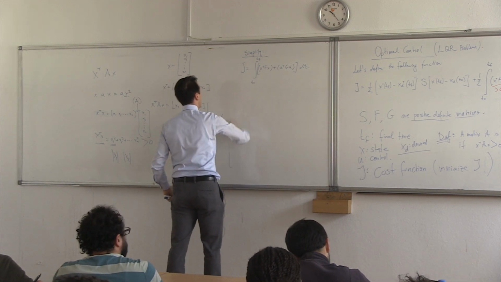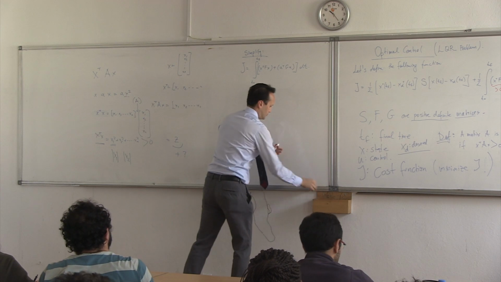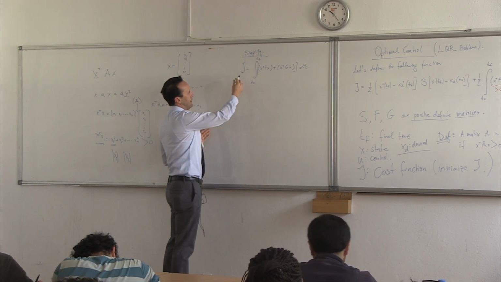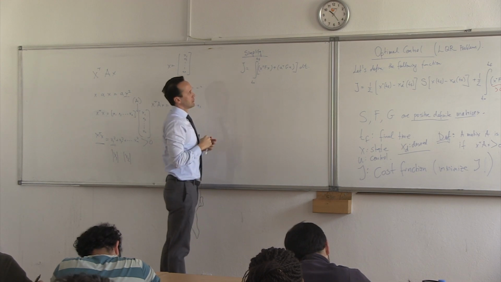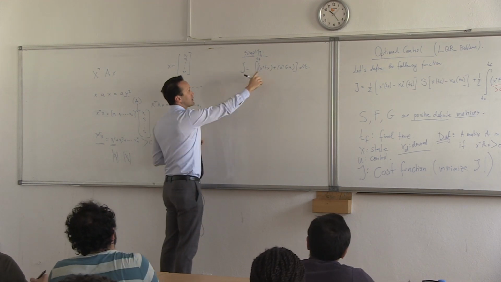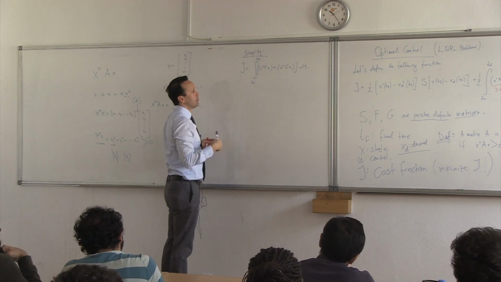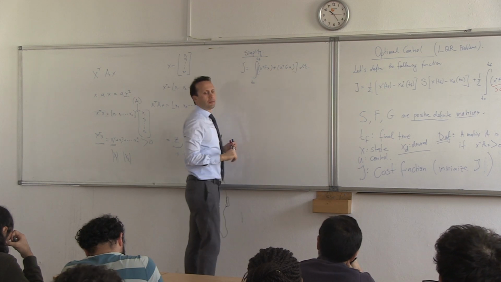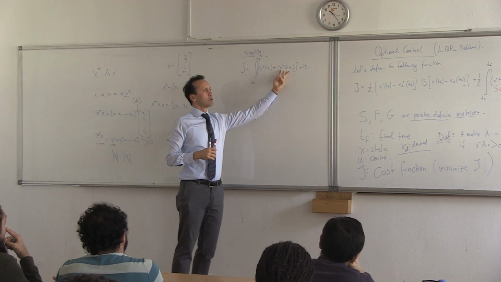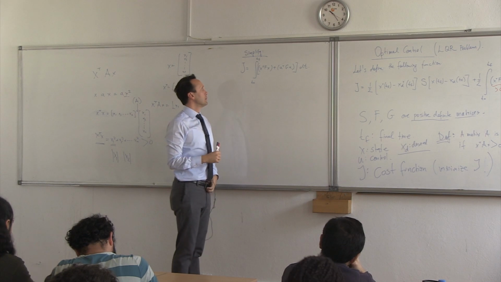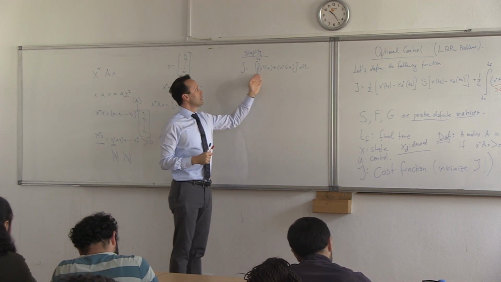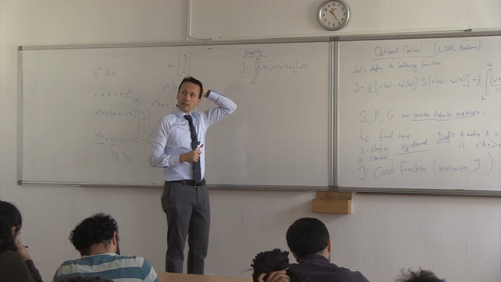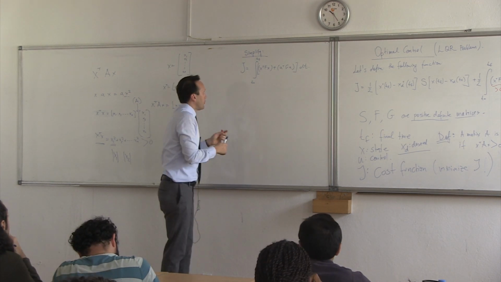If I would tell you that, let's define a function J that just adds the squares of the x's with some matrix f, adds the squares of the controls with a matrix g, and adds them together. Take the integral as time goes from t0 to tf. Taking the integral is adding them on top of each other, right?